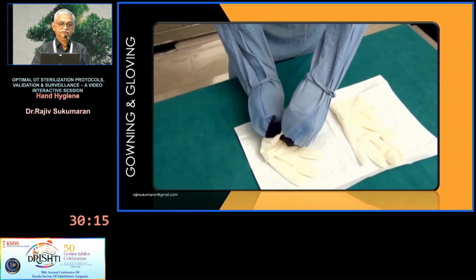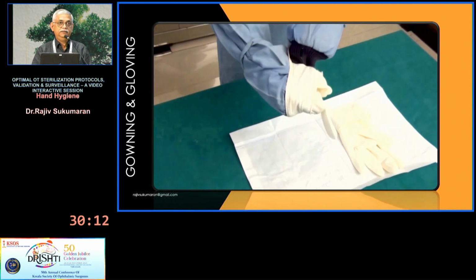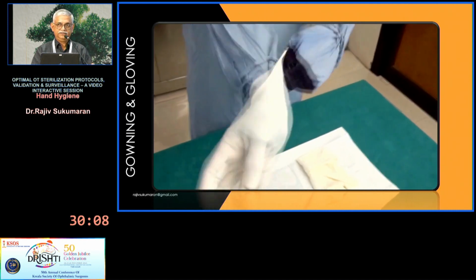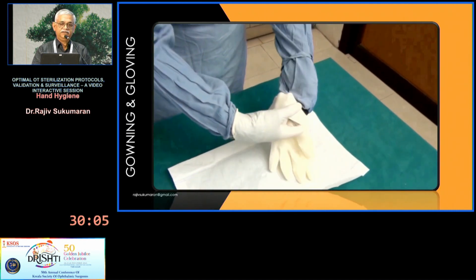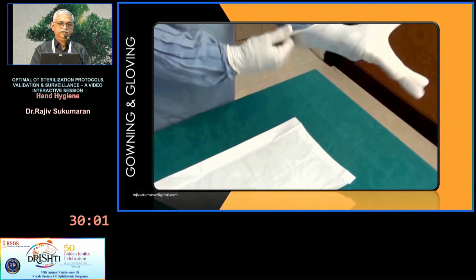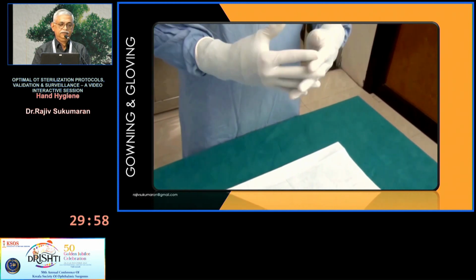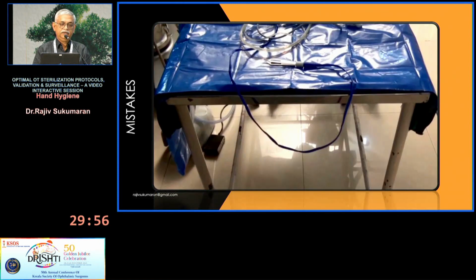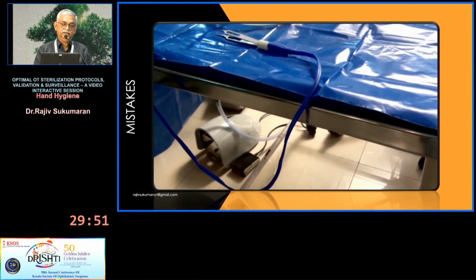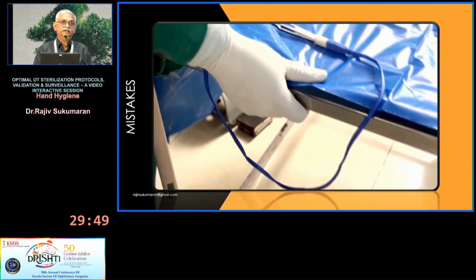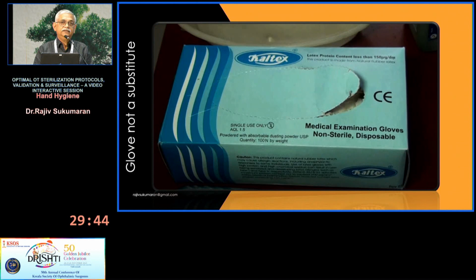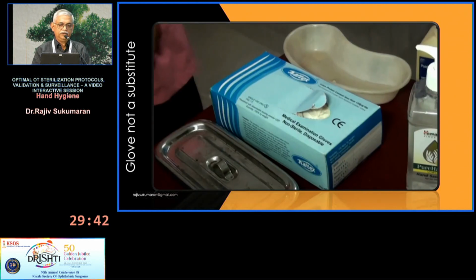This is very safe for the surgeon, and this is the best way, the no touch technique. You cover your hand with the gown itself, and with the covered hand you hold the glove and wear it. This is the proper way of gloving. And once you're gloved, make sure that you don't make any mistake. Look at that. The drape is there and you're holding it underneath the table. It's very dangerous.